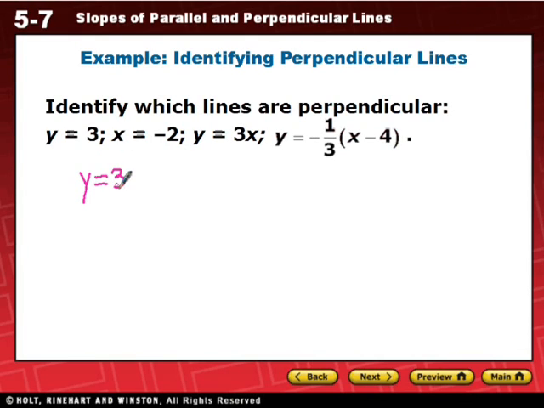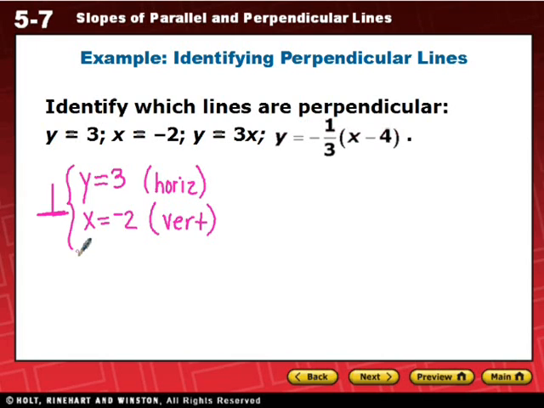Well, that's a horizontal line. And x = -2. The next one, that's a vertical line. Are those perpendicular? You betcha. The symbol for perpendicular is an upside down T, by the way. So we can say that those are perpendicular. Now let's look at the other two, see if they're perpendicular.